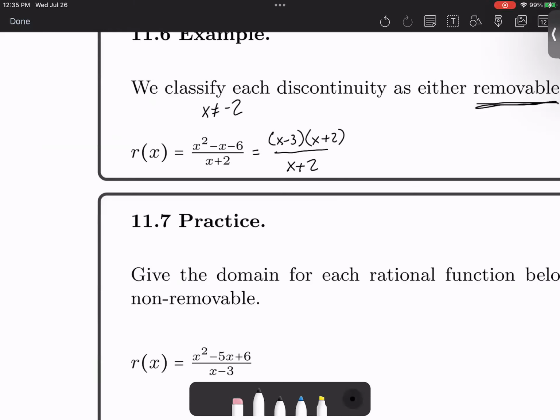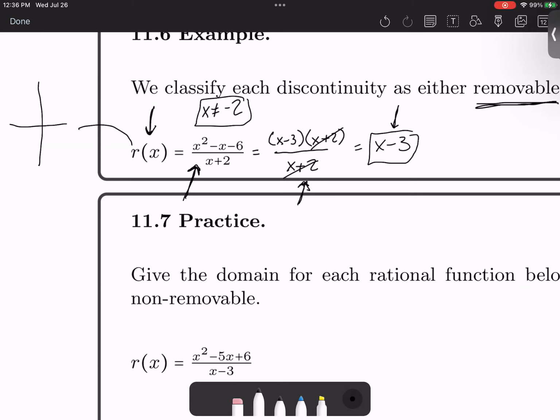And now I can see that this 0 in my denominator, that x plus 2 factor, it actually does cancel. So this function r of x, if we simplify it, is really just the straight line x minus 3, except we have a removable discontinuity at minus 2, right? Because as the function is written, x cannot be minus 2. So in fact, this function, if we were to graph it, would look just like the line x minus 3, except over here at minus 2, we have an open circle or a removable discontinuity.